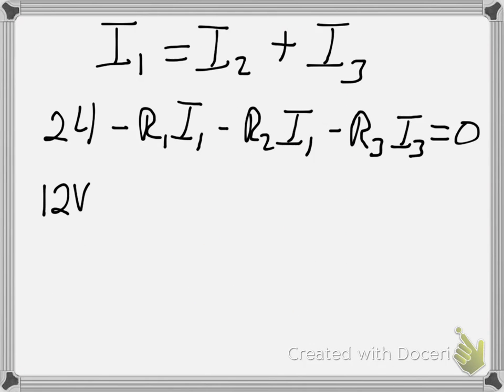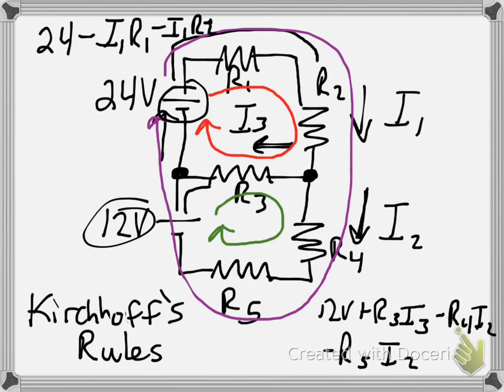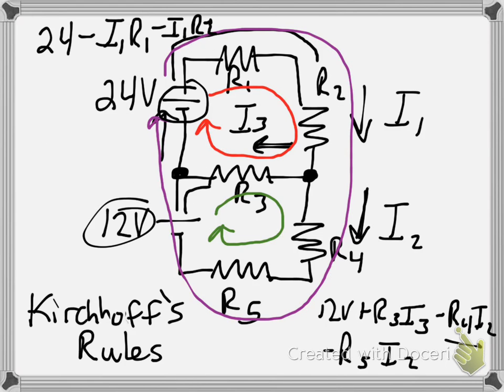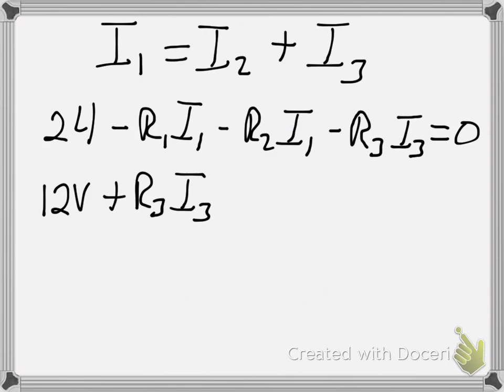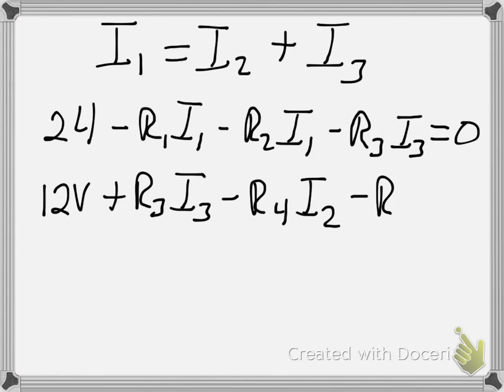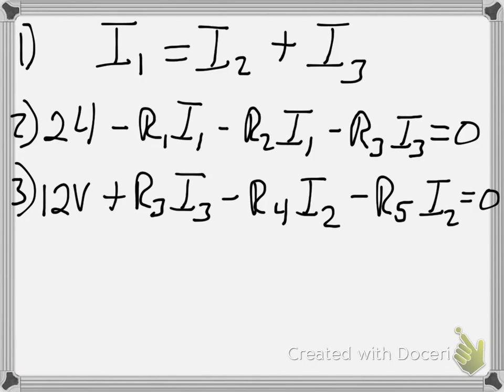So we have 12 volts plus R3I3 minus R4I2 minus R5I2. Again, all of that equals 0. All right, so there's your three equations. Label those 1, 2, and 3.